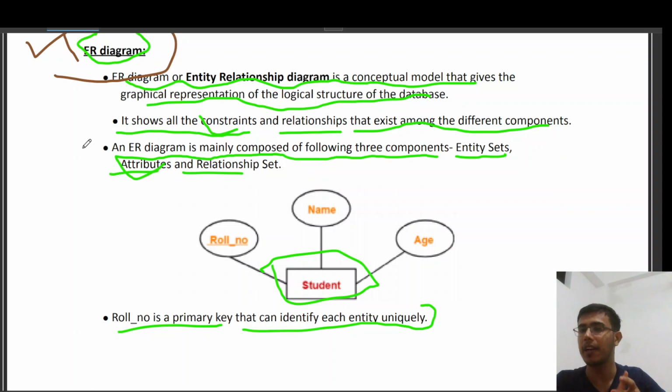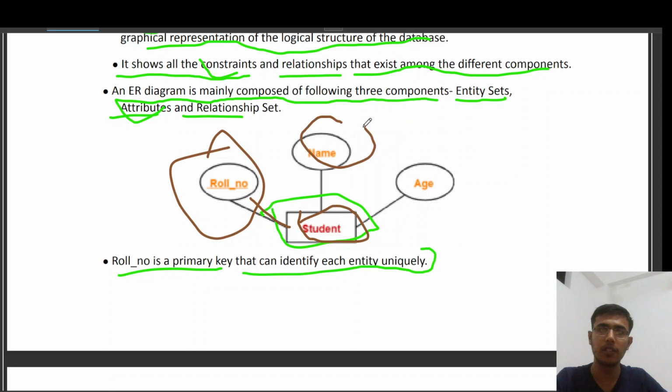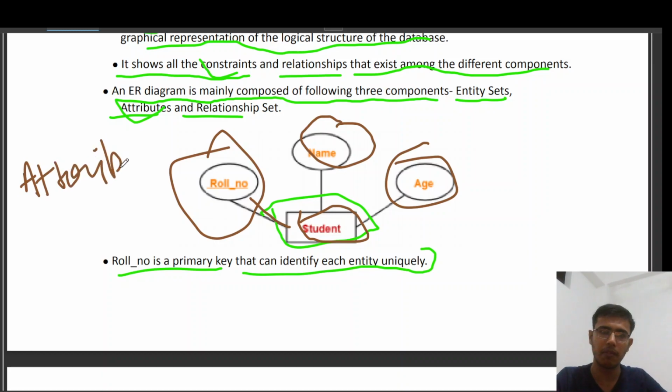Suppose student is an entity, college student is an entity, right? That entity has some attributes. So this is the entity, and this entity has some attributes. There is roll number. This is an attribute. This is an attribute. So these are basically what we call attributes, right?